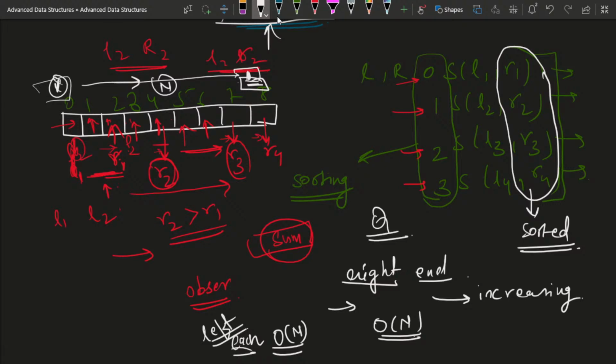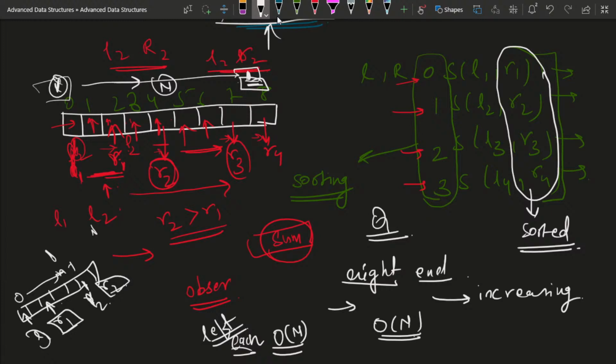Suppose I am drawing my array like this, and suppose this is my R1 and this is my R2. Now suppose this is my L1 and this is my L2. If I am processing my first query, my L1 is here. Now if I am processing my R2 query, then my L2 is at n minus 1. So it has to move from this point to that point, and then for some query it again has to move all the way to the 0th index. So this can also be possible.